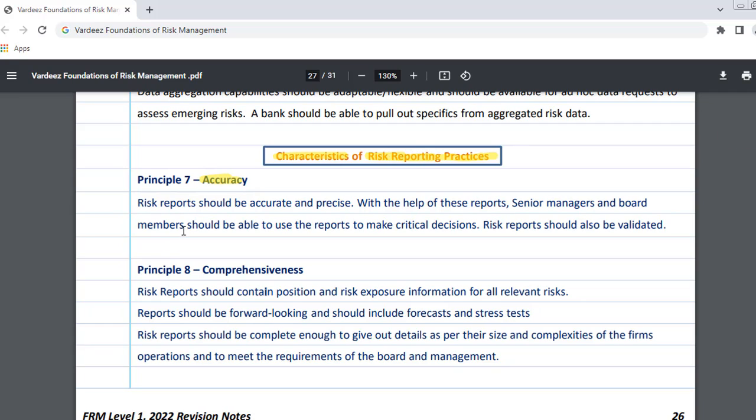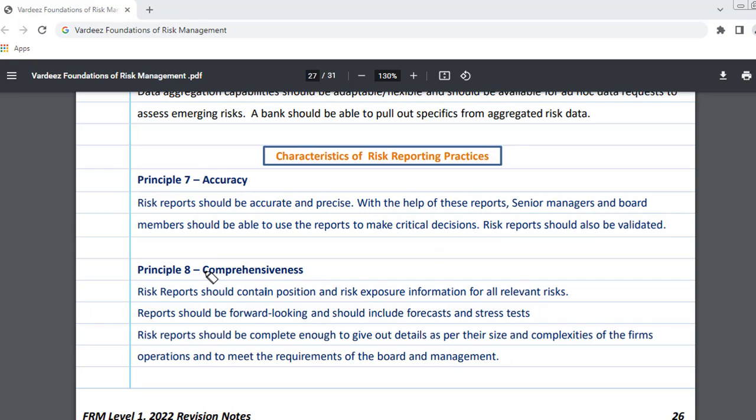What it says is the risk reports should be accurate and precise. With the help of these reports, senior managers and the board should be able to use the report so that they can make critical decisions about the firm. And finally, risk reports should also be validated. Validation of the reports is necessary, and only then will the decision making be done.